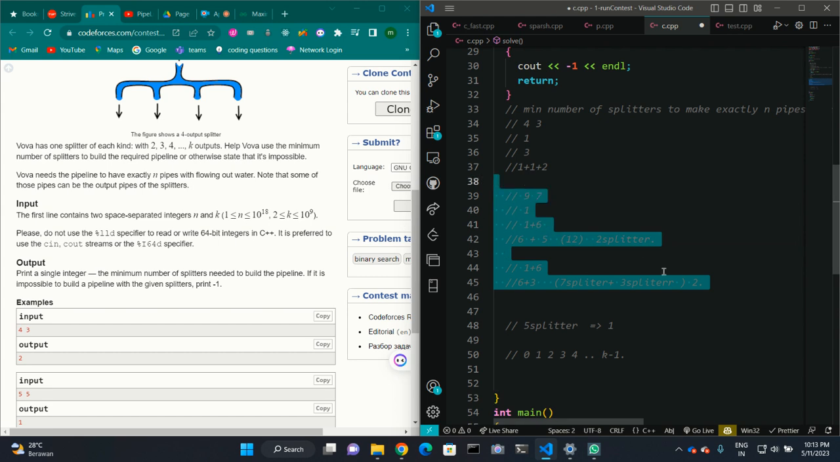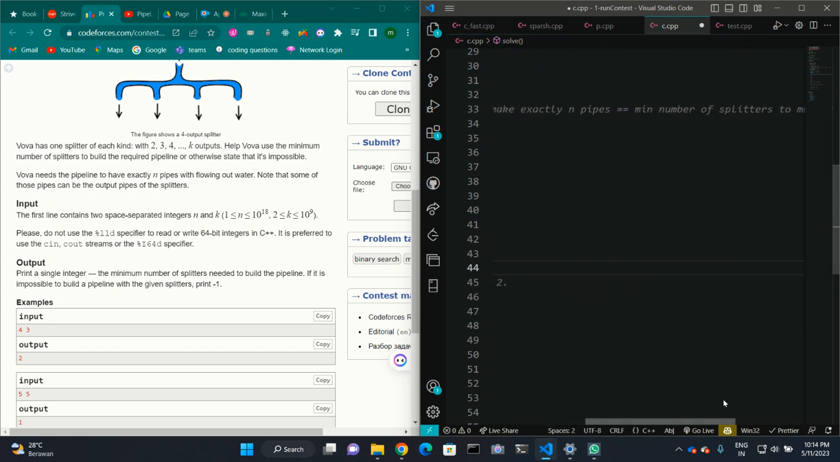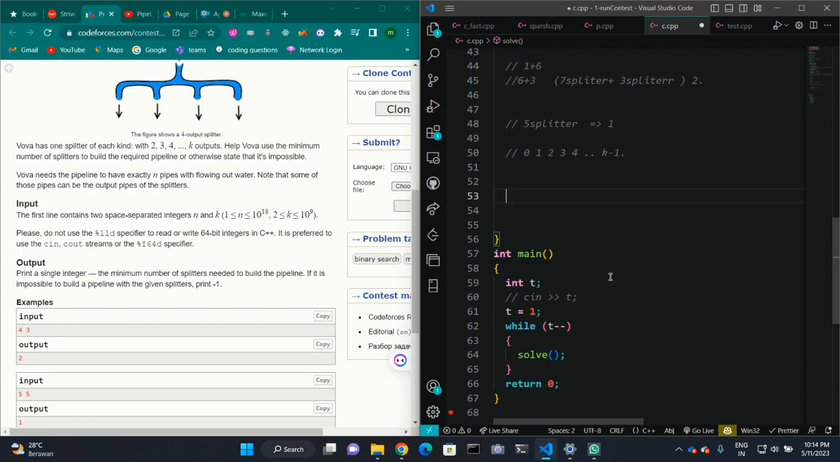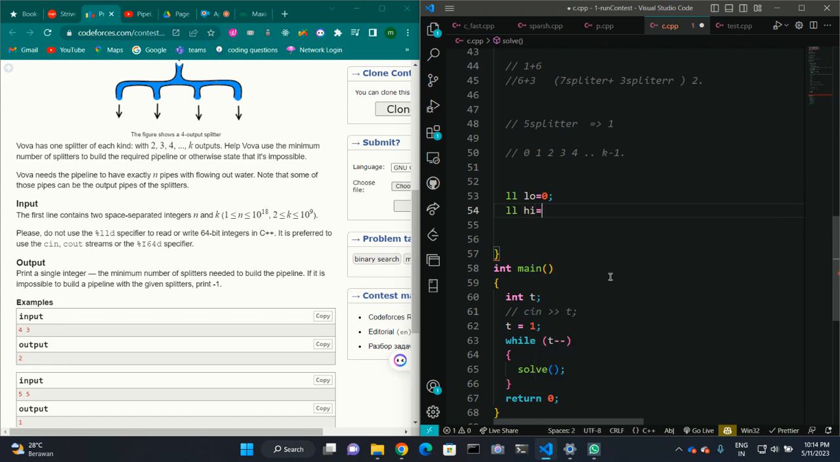So in this case, these two are colliding. This is the reason why binary search works. Minimum number of splitters to make exact n pipes equals the minimum number of splitters to make at least n pipes. So this is resolved. Now we are going to do binary search. My low can be zero, I mean, using zero splitters also we can do. And high equals, how many splitters do I have? K minus one, right?